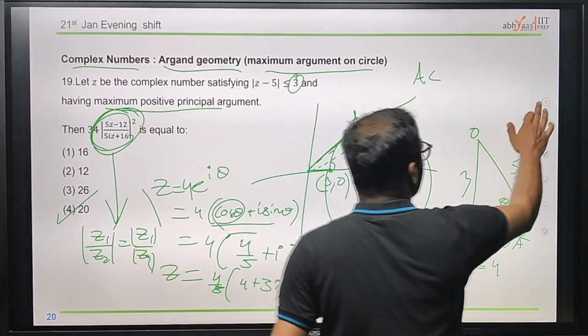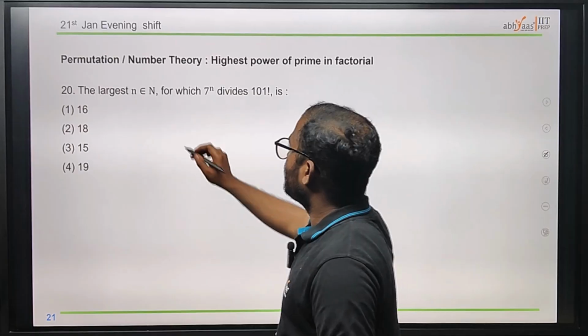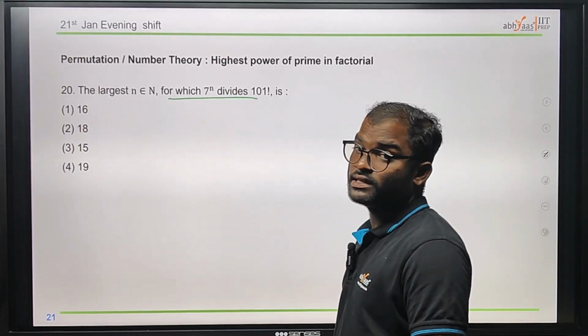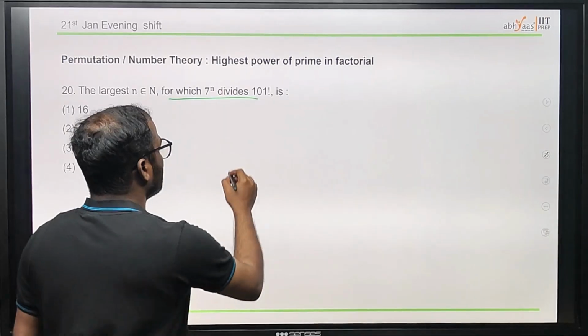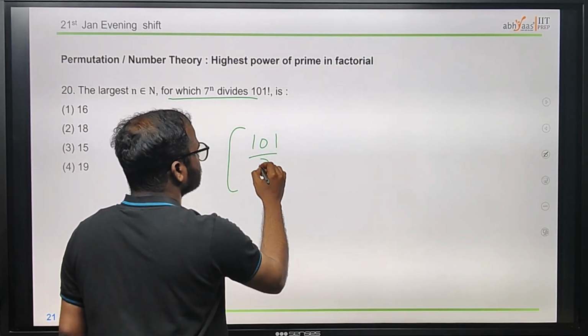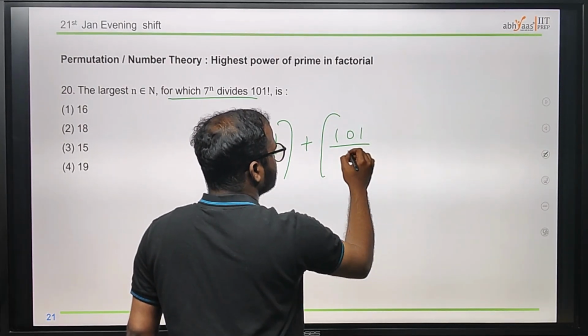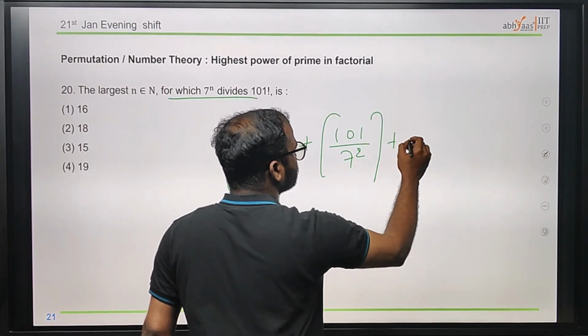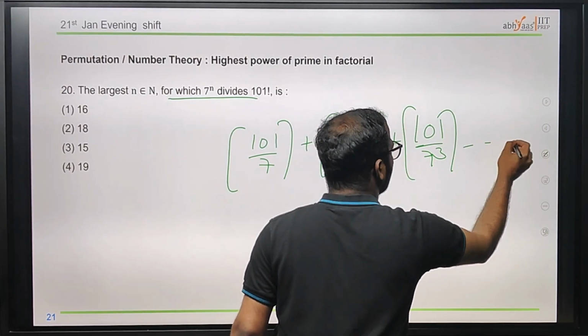Now coming to the next question, we have the largest n belonging to natural numbers for which 7 power n divides 101 factorial, which we can do by the greatest integer function. Which is nothing but 101 by 7 plus 101 divided by 7 square plus 101 by 7 cube, greatest integer. It will be going on.